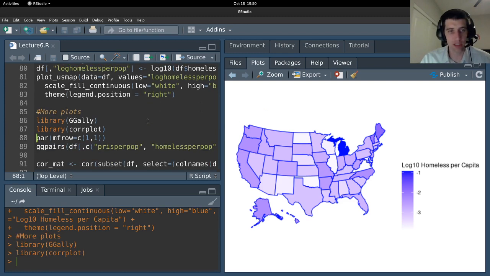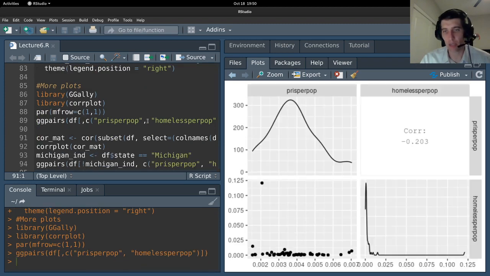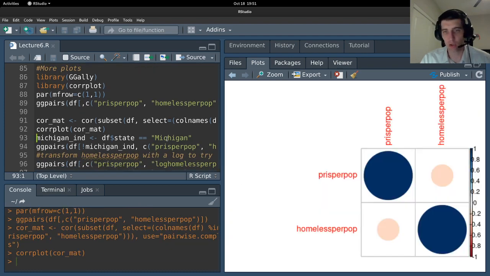Okay, some of the plots we've seen before, a pairs plot. Here I have the kernel density estimators along the diagonal for each of the variables, correlation on the off diagonal between incarceration rates and homelessness rates, and then a scatter plot down here. Here again we have Michigan really throwing off the plot. It's hard to interpret what's going on because Michigan's homelessness rates are so high. A correlation plot telling me exactly what I have seen in that correlation number, but just visually.